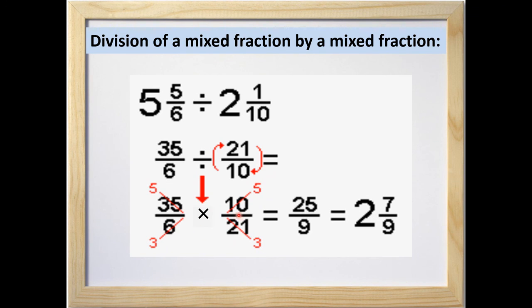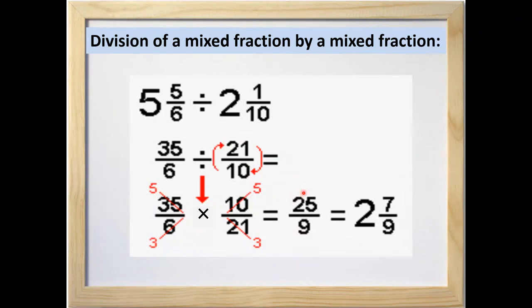And 6 and 10 have common factor 2. So 6 divided by 2 is equal to 3. 10 divided by 2 is equal to 5. So what is remaining in the numerators? 5 and 5. And what is remaining in the denominators? 3 and 3. So 5 5s are 25 and 3 3s are 9. So the product we are getting is 25 by 9 and it is an improper fraction.